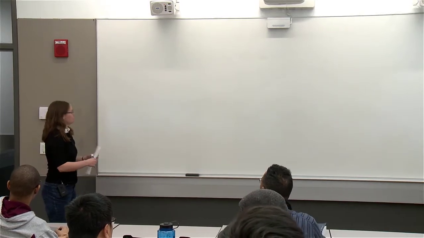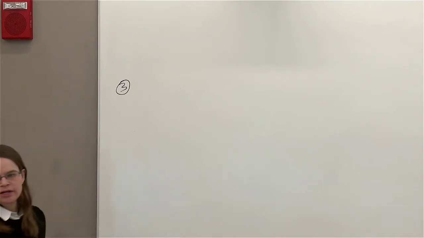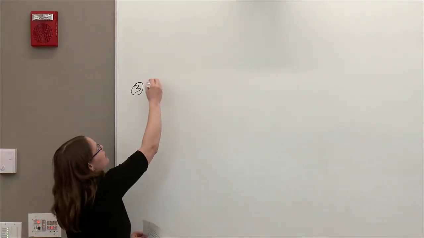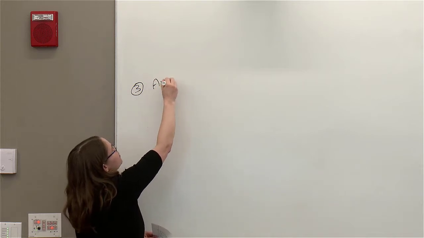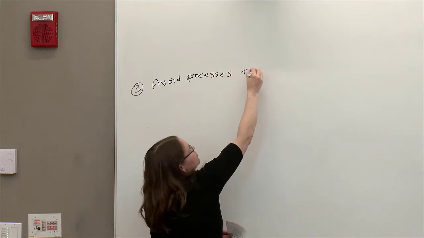So there's a few other things that we can be concerned about. One is that we want to try to avoid losing too many significant figures along the way. So let's try to avoid processes that lose significant figures.